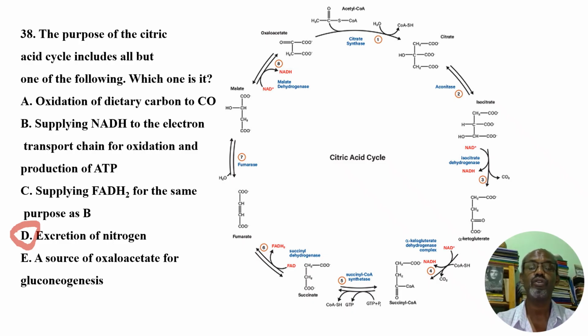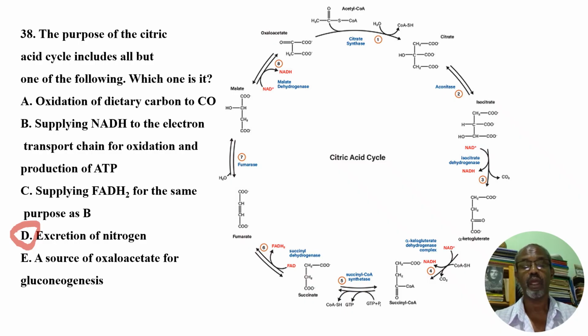After malate goes out of the matrix of the mitochondria into the cytoplasm, in the cytoplasm, malate again changes into oxaloacetate. Oxaloacetate then changes into phosphoenol pyruvate. Phosphoenol pyruvate changes into all those upward products, the upward process of glycolysis, you remember. Therefore, finally, to give what? Glucose. What do you call it? Gluconeogenesis. Therefore, yes, it is a source of oxaloacetate for gluconeogenesis.